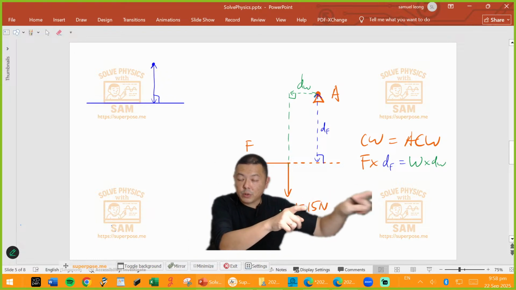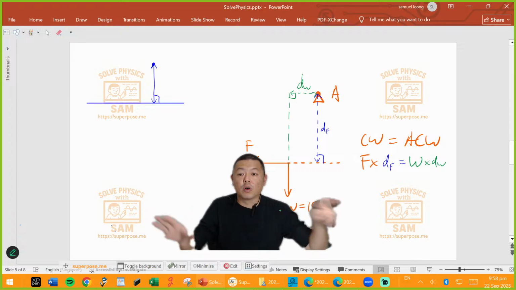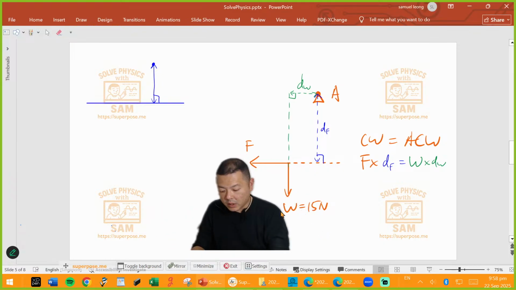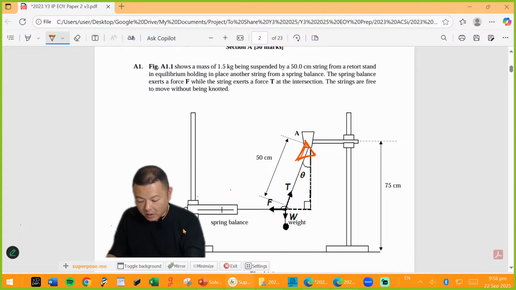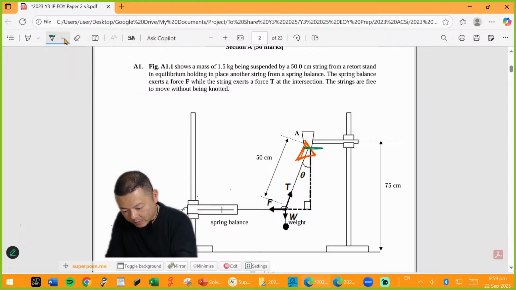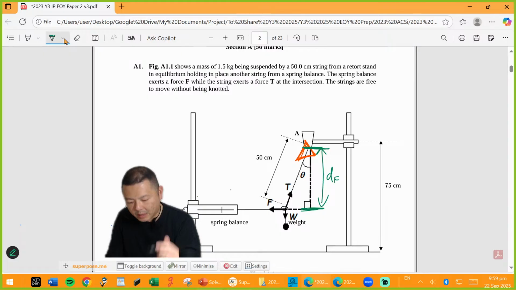So now what we need to do is go back to the question and find out all the distances that we need, because I believe distances are given. We need to find force. So we go back to this question. What's the distance we need? This is dF, from here to here. How much is that?